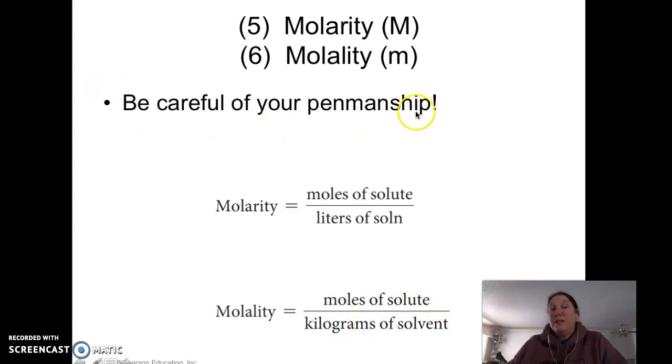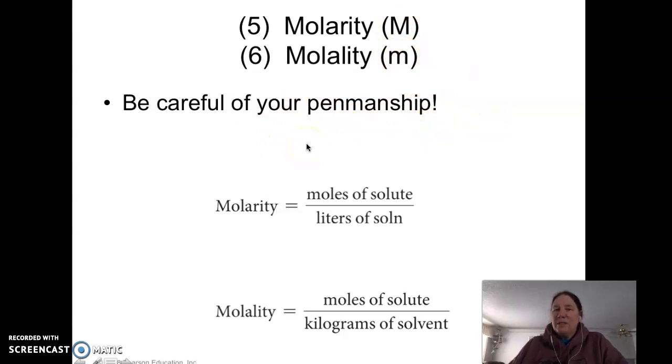When you write these, be careful of your penmanship. Molarity is big M, molality is little m. How I remember: you know when you used to write Mr. as a kid, you had to make sure it was a big M and a little r? Well, there's the big M, there's the little r. I don't know if that helps you. I have all these weird ways to remember things, and it's because I'm old. You guys can probably just remember molarity is big M and molality is little m. Anyway, be careful when you draw these.